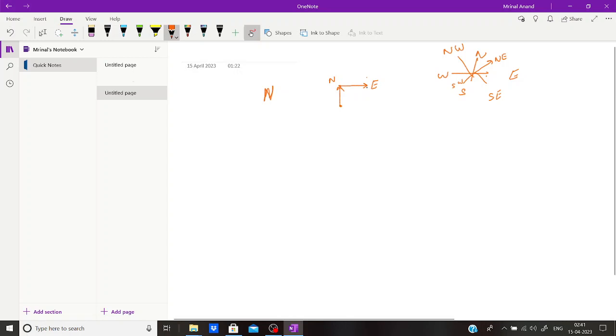Again from the east you are told to move 90 degrees clockwise towards the right. Again you are told to move 90 degrees clockwise towards the right, so you will reach the south. So finally, in which direction are you facing? If someone asks in which direction you are facing, the answer will be south only.